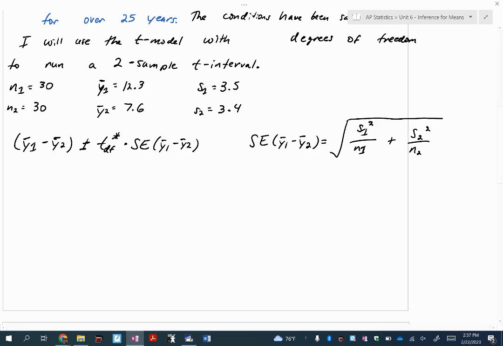That's the formula. You take the standard deviation of the first one squared over the sample size, then add it. Wait, is that 2 minus y? No, you're thinking of finding t, the test statistic. That's for a test. This is for an interval. This is going to replace the standard error. It is a square. It's s with a subscript of 1 squared.